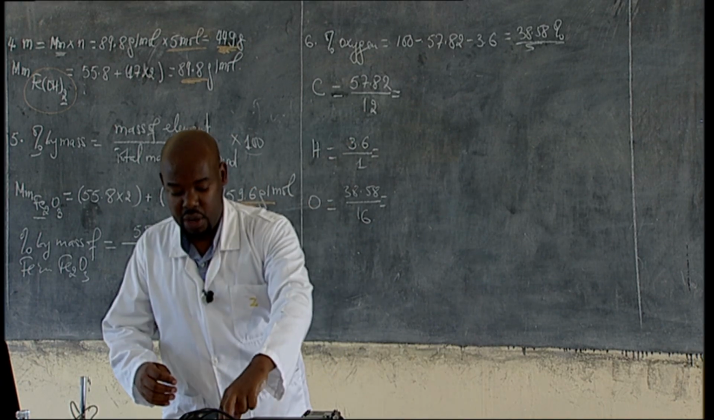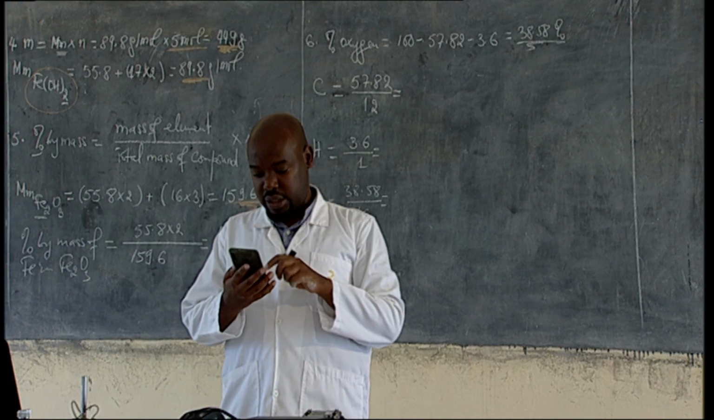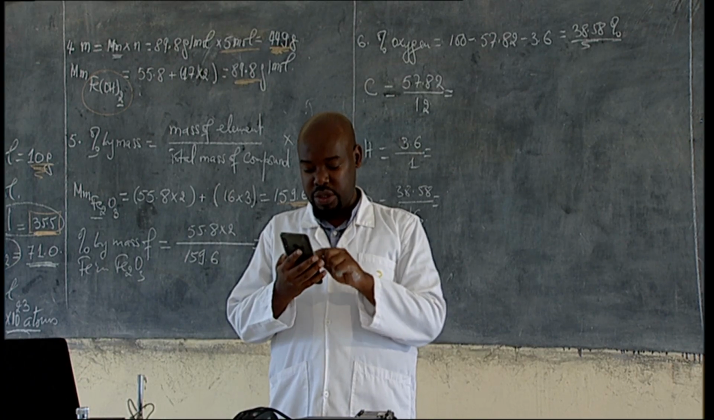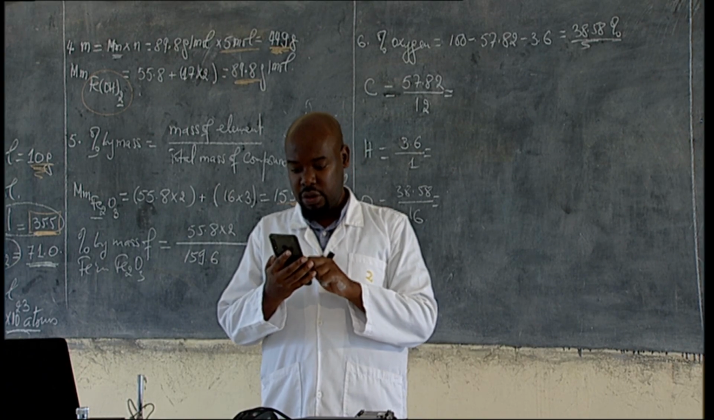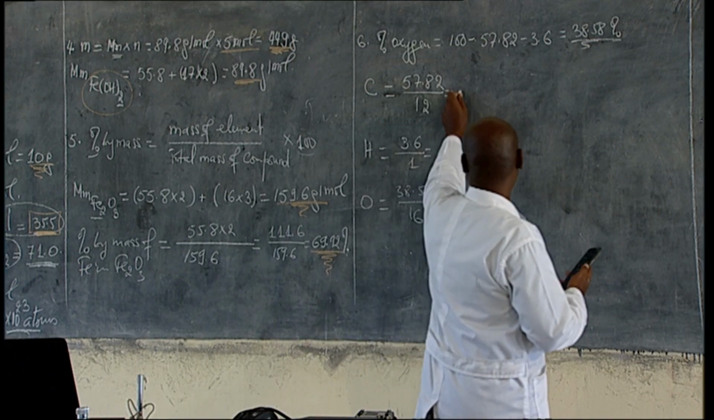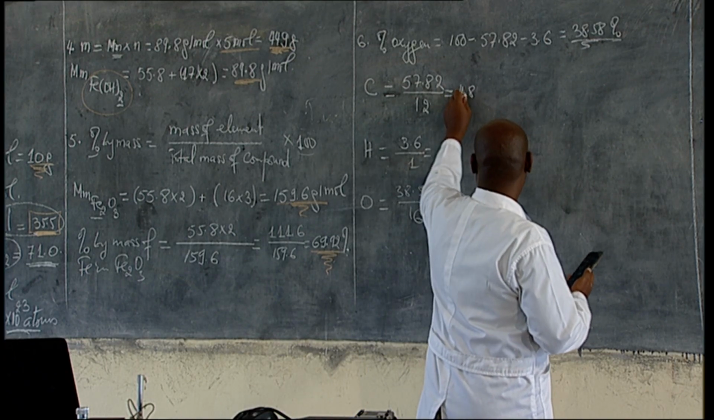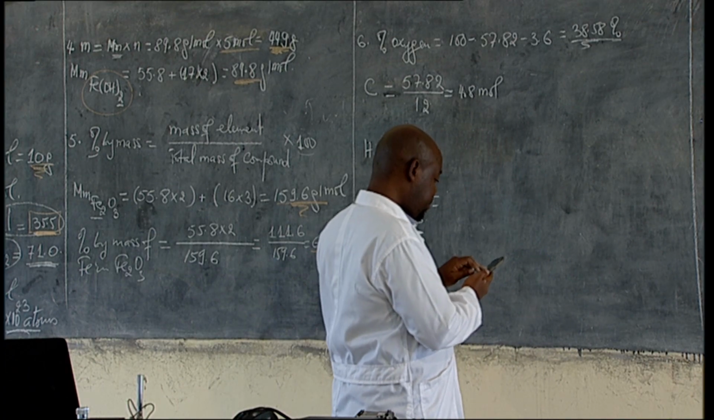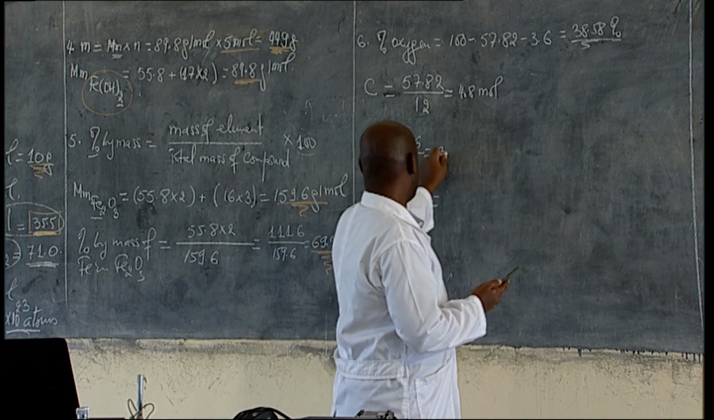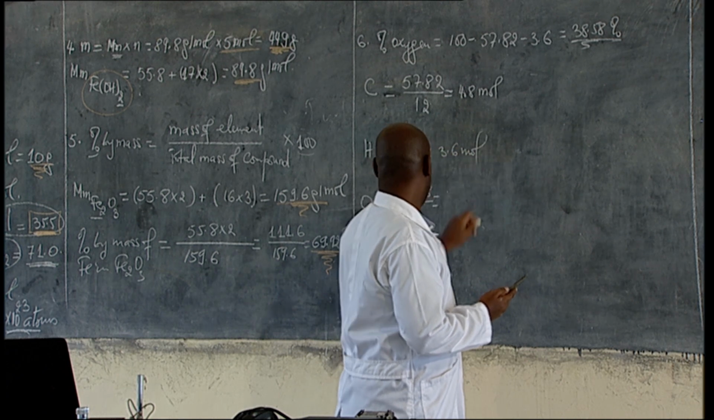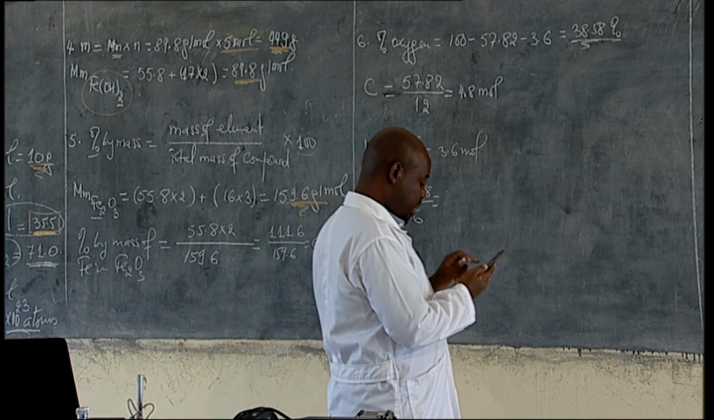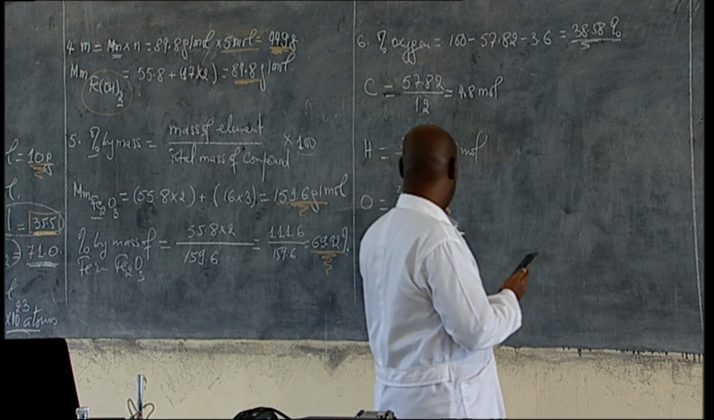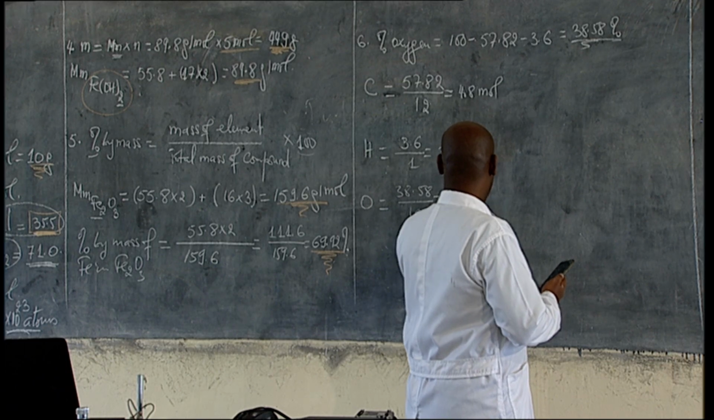And if we use our calculator, what do we get? 57.82 over 12, we get 4.8 moles. Here it will be 3.6 moles, and here it will be 38.58 over 16. We get 2.4 moles.